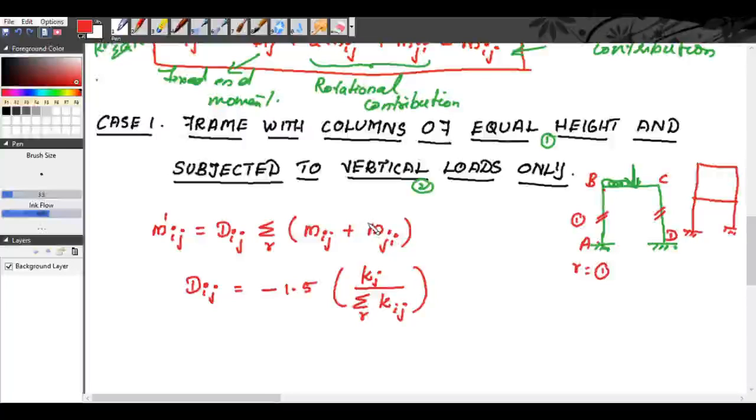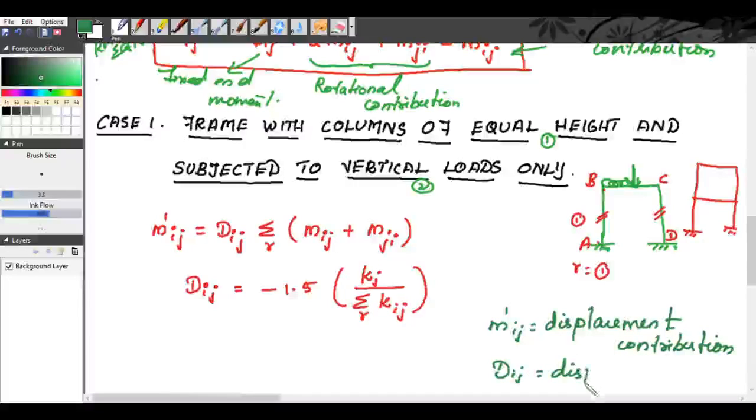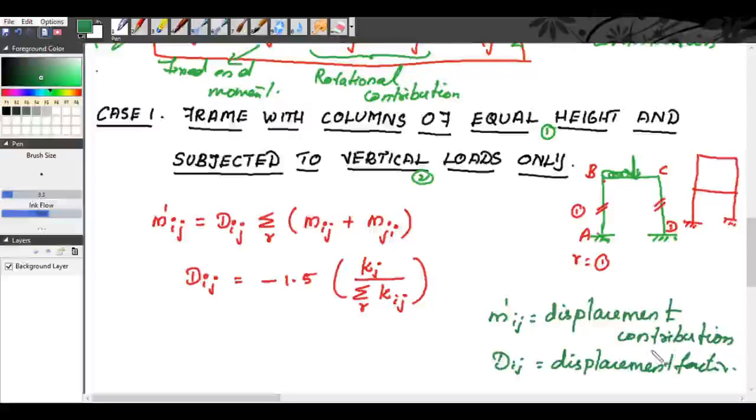So in addition to the previous steps that we studied in the last classes, we have these additional displacement contributions also. This is displacement contribution and this is displacement factor. Let me write that also. So M dash of ij is called displacement contributions, and Dij is called displacement factor. Okay, now we will move on to our second case.